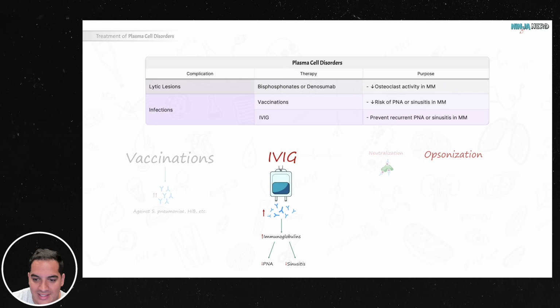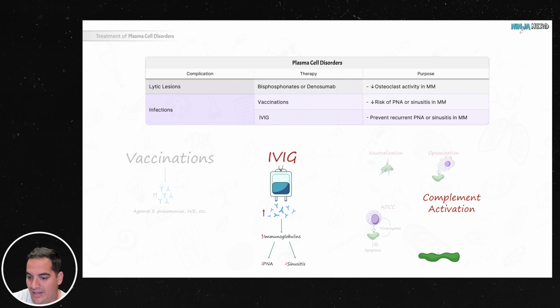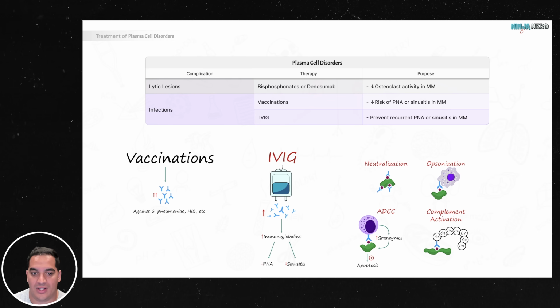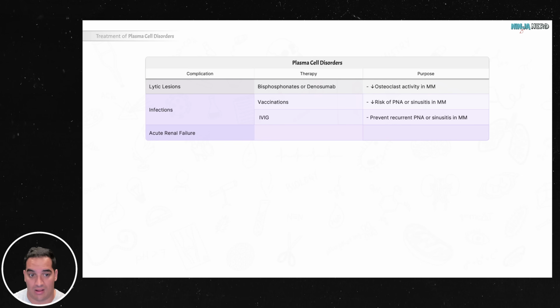And again, we neutralize these pathogens, we opsonize them to help them get either destroyed by macrophages or taken up by the spleen. We help to allow for cytotoxic killing by natural killer cells or T cells that will kill these pathogens. And we even help complement activation to lead to membrane attack complexes, putting holes in these pathogens. So that's what the IVIG would help us with. And that's all going to help to reduce the risk of those infections of the lungs as well as the sinuses.